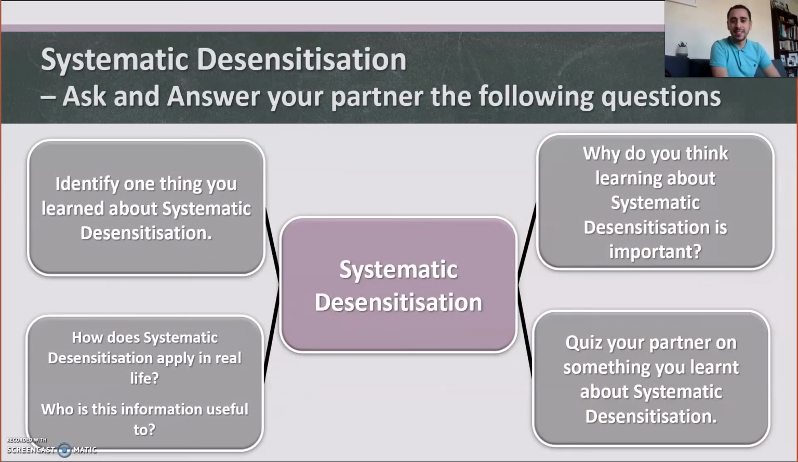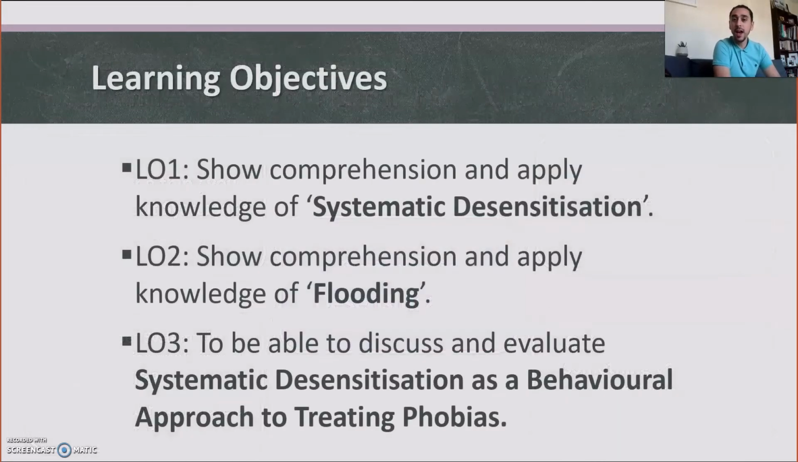And that was systematic desensitization. Identify one thing you learned about systematic desensitization. Why do you think learning about this is important? How does this apply in real life? Who is this information useful to? What questions has this raised for you? Right? Give that a go. Otherwise, I'm happy for us to tick off learning objective 1, show comprehension and apply knowledge of systematic desensitization.